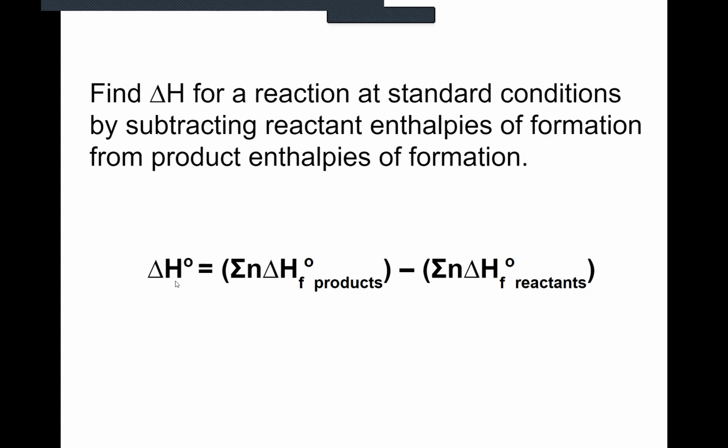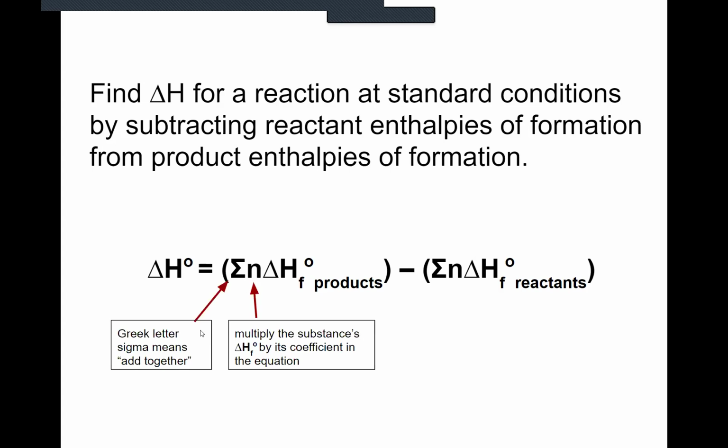So here's what it looks like. A lot of symbols. Delta H with the degree sign means the standard enthalpy change for a reaction. Then let's look at the first set of parentheses. This Greek letter sigma means add together. You may have seen that in math class. The letter n means you're going to take into account whatever the coefficient for each of the substances is and multiply it by the enthalpy of formation. And then the subscript product means take care of all the products and add them together. Do the same thing for the reactants in the other set of parentheses, and you're going to subtract the product total minus the reactant total.